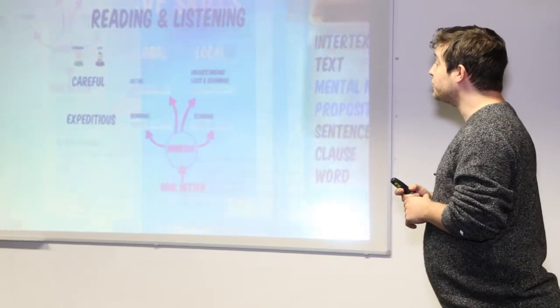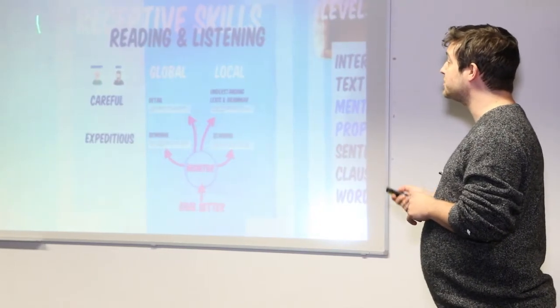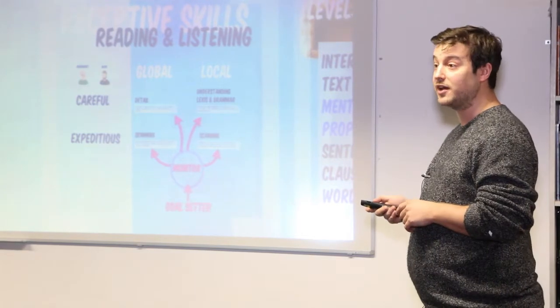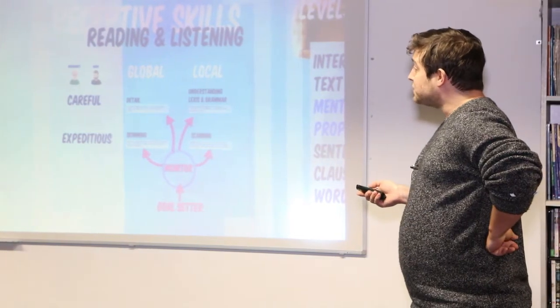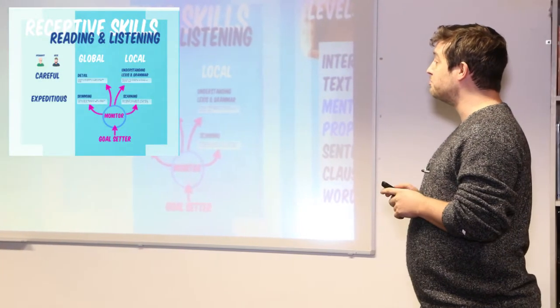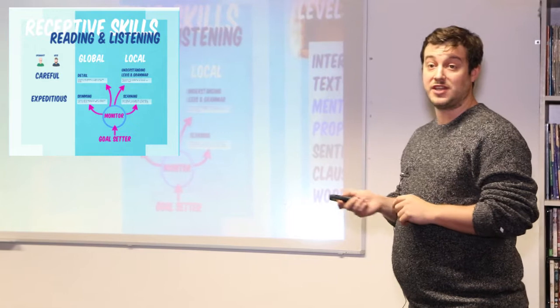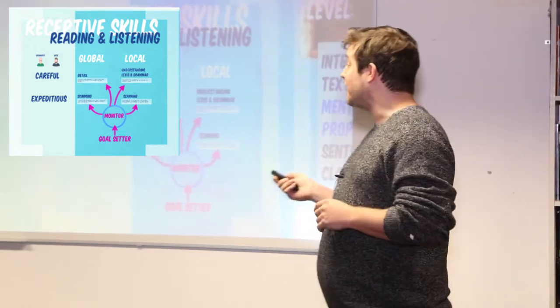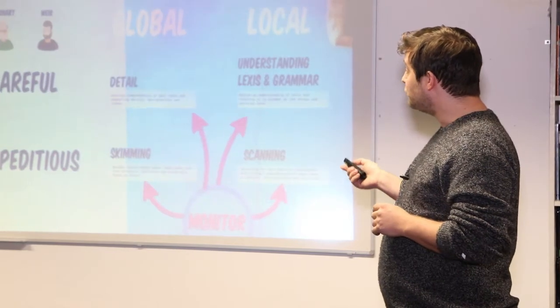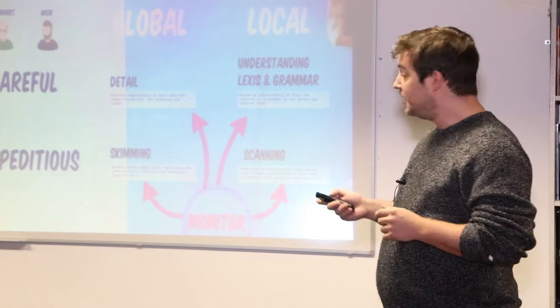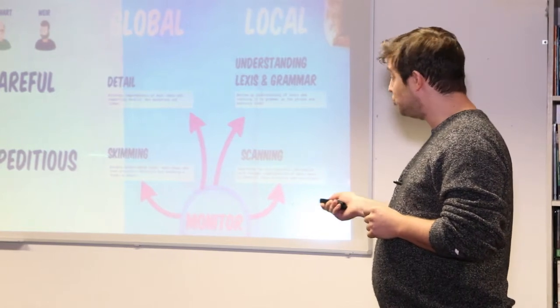Okay, so first thing I want to look at is a model for receptive skills, and I'm sure you're broadly familiar with this sort of thing. This is from Cyril Weir and Adrian Urquhart's book, Language Test Validation. These guys do a lot of work on validating Cambridge language tests like IELTS. And they've got this model, and you've got skimming and scanning and detail and that kind of thing that you know about.